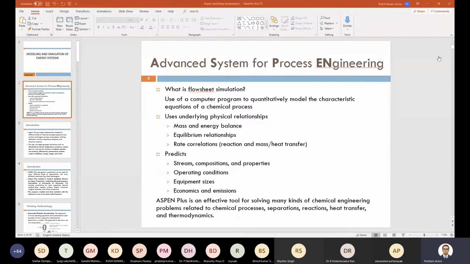Since I also have to let people in, I won't go into the full screen mode for some slides. So what is flow sheet simulation? Simple question, it's a computer program to quantitatively model the characteristic equation of a chemical process.